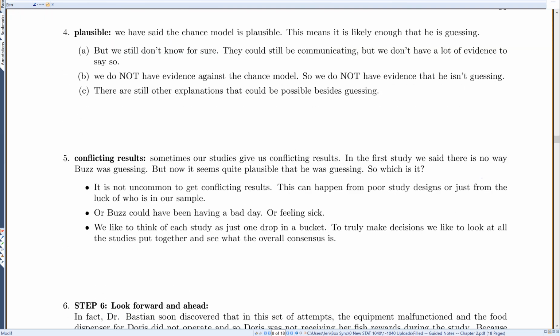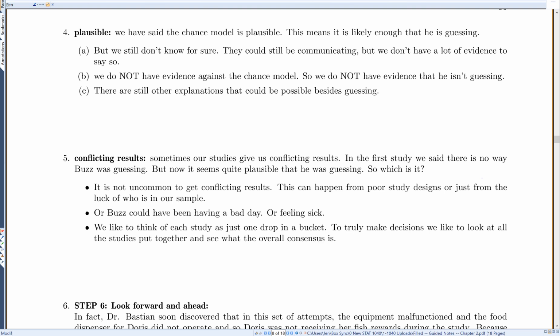Now, you might have noticed that was conflicting results. In our first study, we said there's no way he was guessing. But now it seems plausible he is guessing. So which is it? Well, it's not uncommon to get conflicting results. This can happen from poor study designs or just from the luck of who's in our sample. Maybe Buzz is just having a bad day or feeling sick. Or maybe, like on the first study, they really could see light around the curtain, and that's how they were doing it. So maybe he was right to try the plywood board.